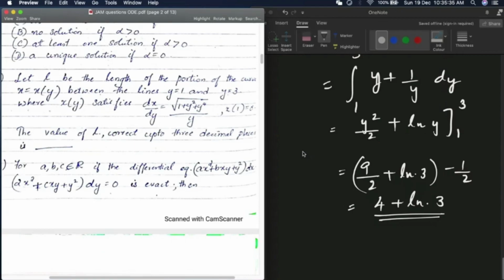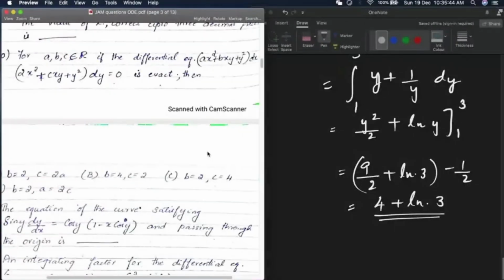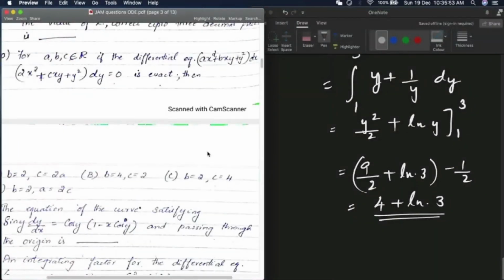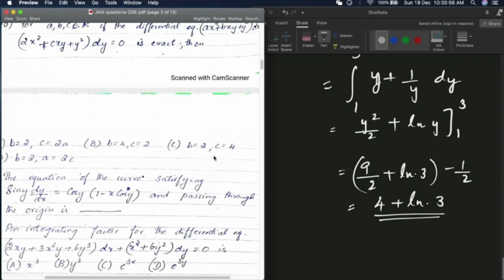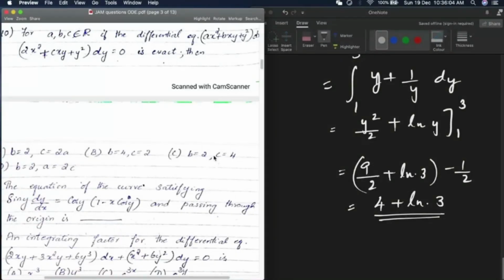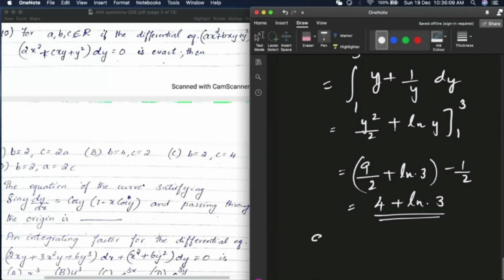This is again a similar problem. For a, b, c elements of R, real numbers, if the differential equation (ax square plus bxy plus y square) dx plus (2x square plus cxy plus y square) dy is equal to 0 is exact, then this is one kind of problem that you can expect always, either for numerical entries or for MCQs. You have to just use the condition dou M by dou y is equal to dou N by dou x. This is the condition that you have to check.